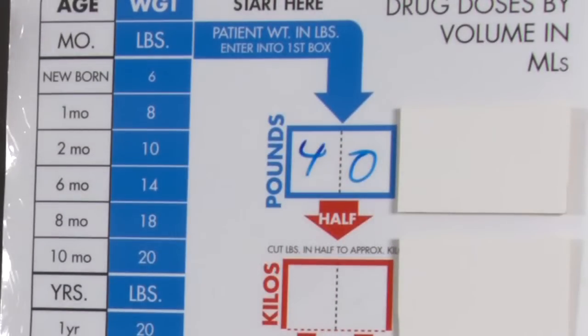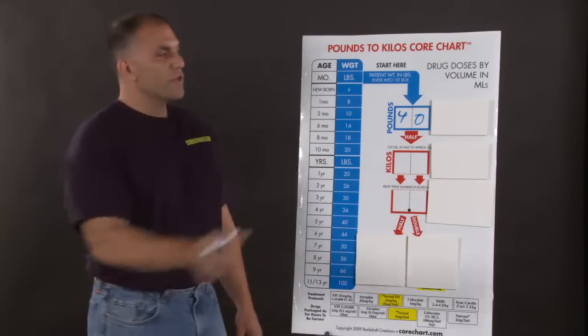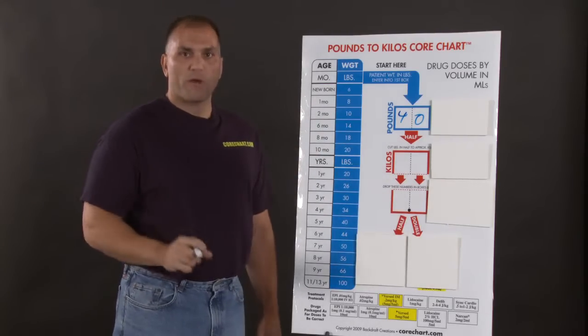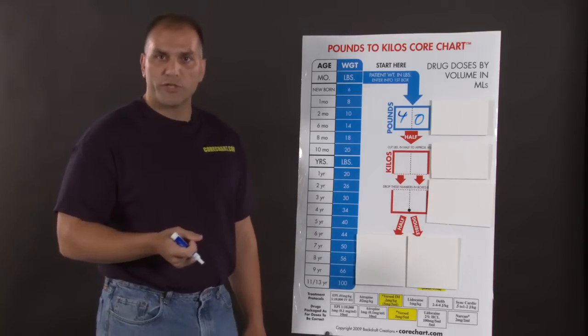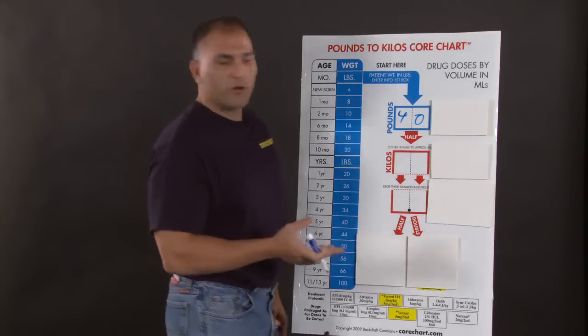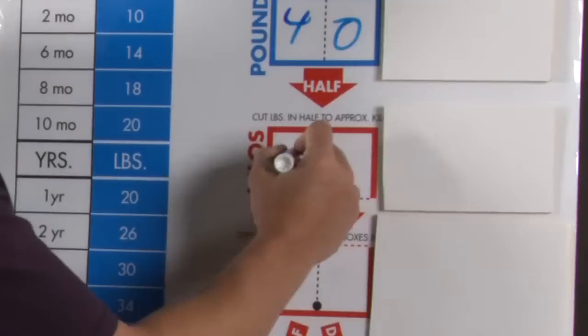Now, there's a huge disconnect between what the public does in pounds and what we have to do in kilos. And we're going to use that pounds number to our advantage, and I'm going to show you how in just a second. Of course, we have to make the quick and easy conversion to kilos, and we do that in an emergent setting by just cutting it in half.